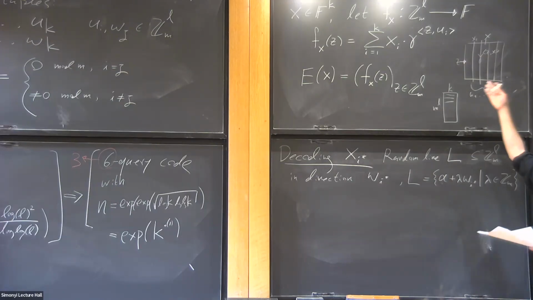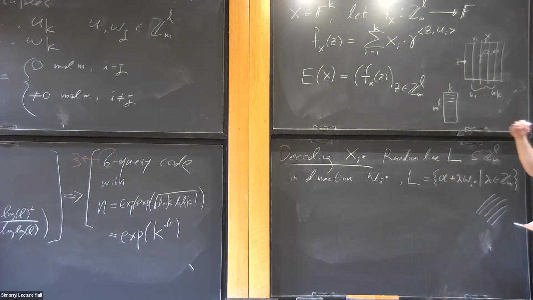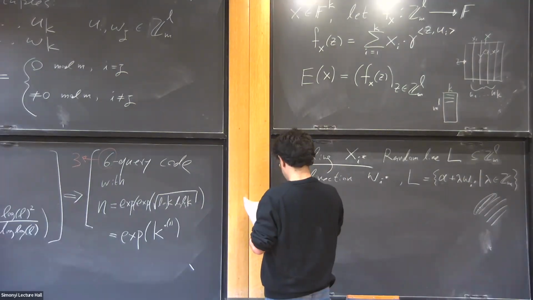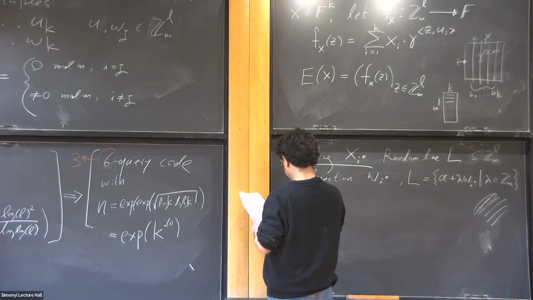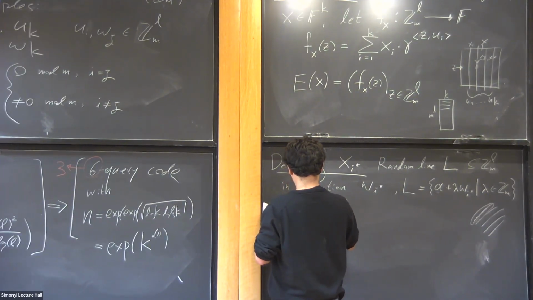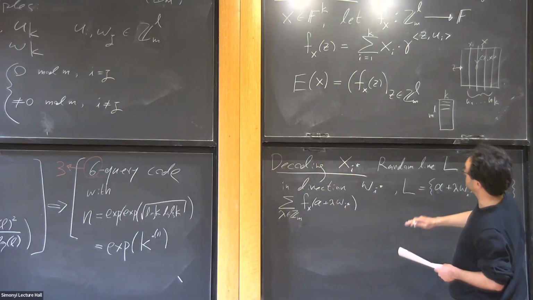Let me just sum the function over this line. So again, these are parallel lines that cover the space uniformly. So I just sum over one of them. So there's a natural matching here of n tuples. So I just have to show that from these values I can recover xi star. Okay, so what's the summation? I get the sum over lambda of f(A plus lambda WI star).